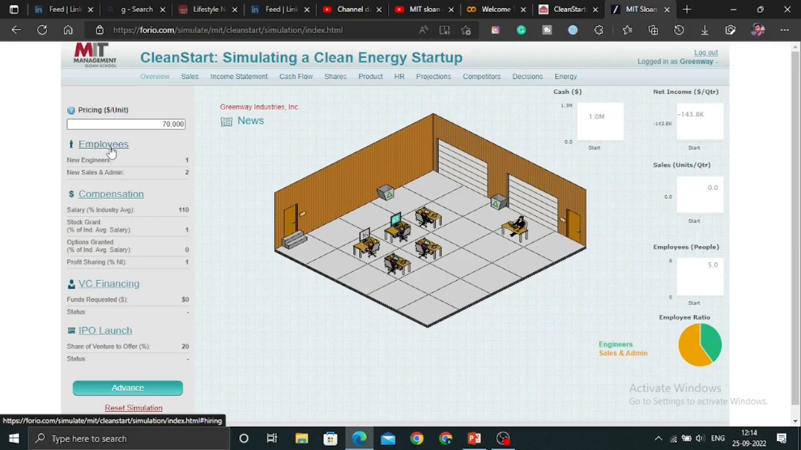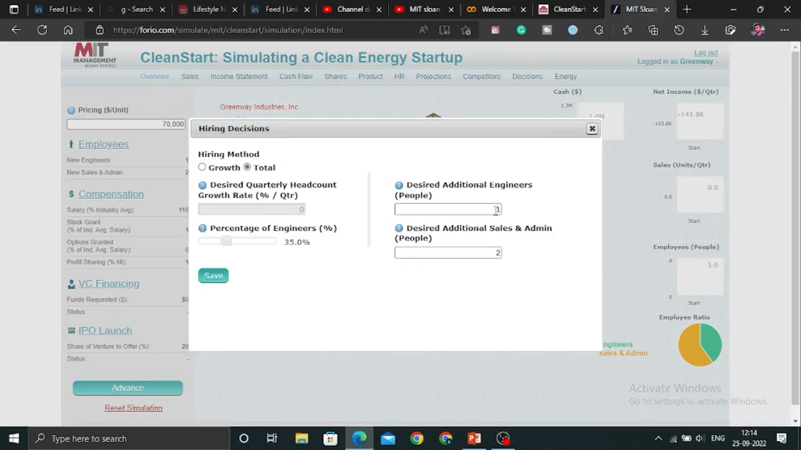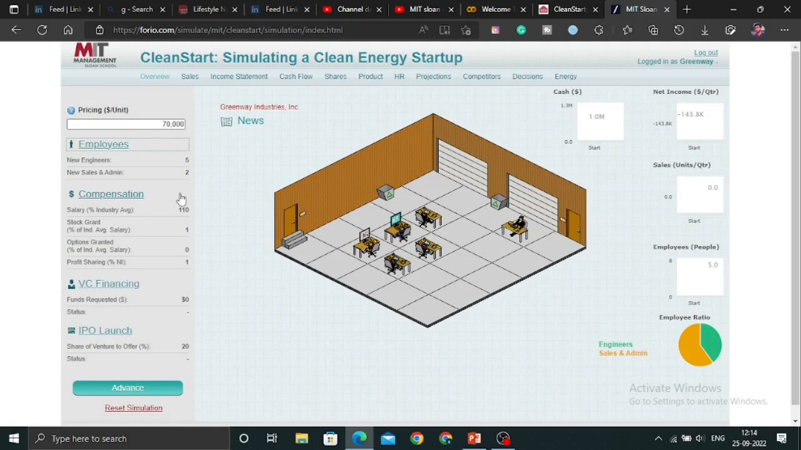The next thing is employees. First we need to hire as many engineers as possible. We will hire 3 engineers, and at least 2 salespeople is okay, so we hire 4 or 5 engineers. So 5 engineers. Why are more engineers needed in this game in the initial phase? Because sales have not grown, and sales are absolutely zero. If we want to sell the product in the market, then our products need to be developed.